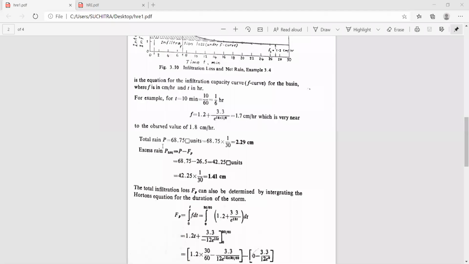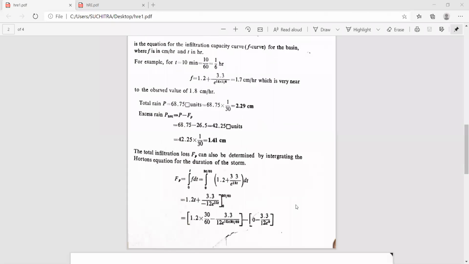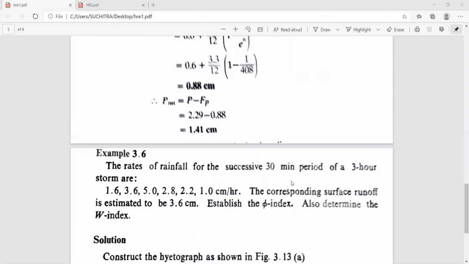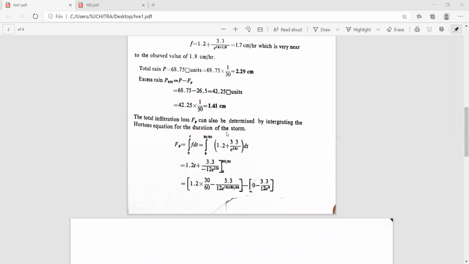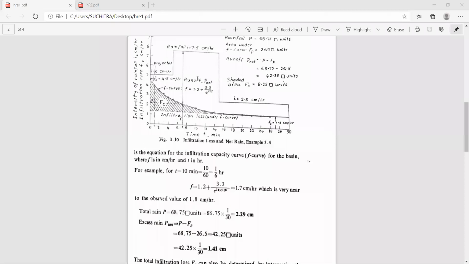Now here the total rainfall works out to be 68.75 square units, that is 2.29 centimeters, and the excess rainfall works out to be 1.14 centimeters. If you integrate these values, you'll get the net precipitation as 1.41 centimeters, which is almost similar. This is not included in your syllabus. Only thing is, by using this graph, you can calculate the value of F. That is 1.7 centimeters per hour.